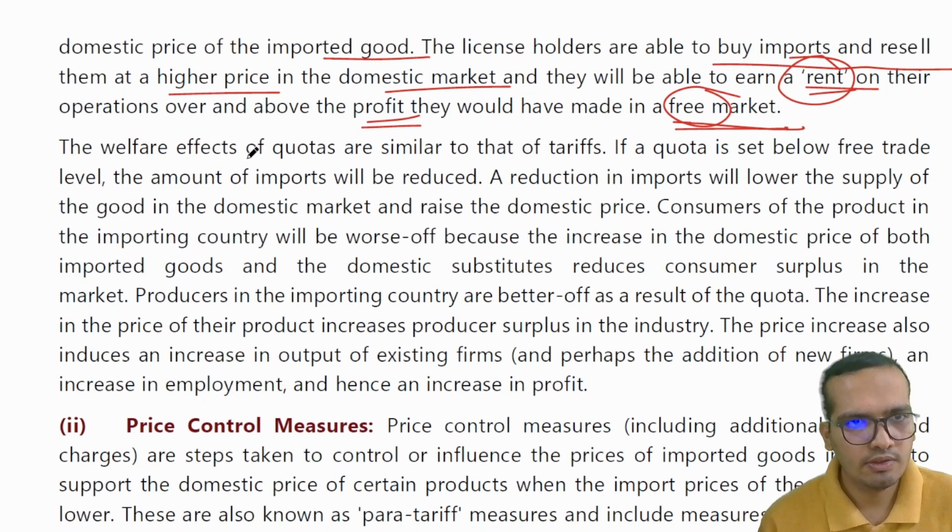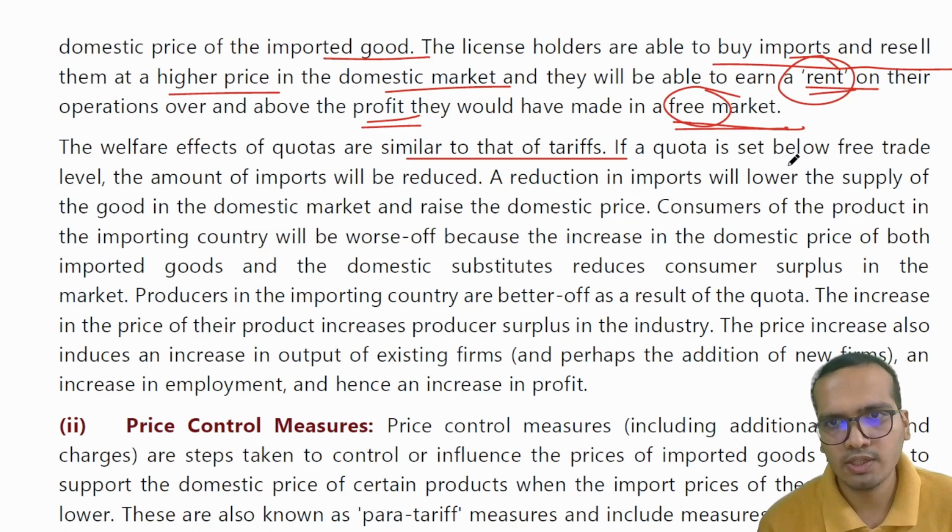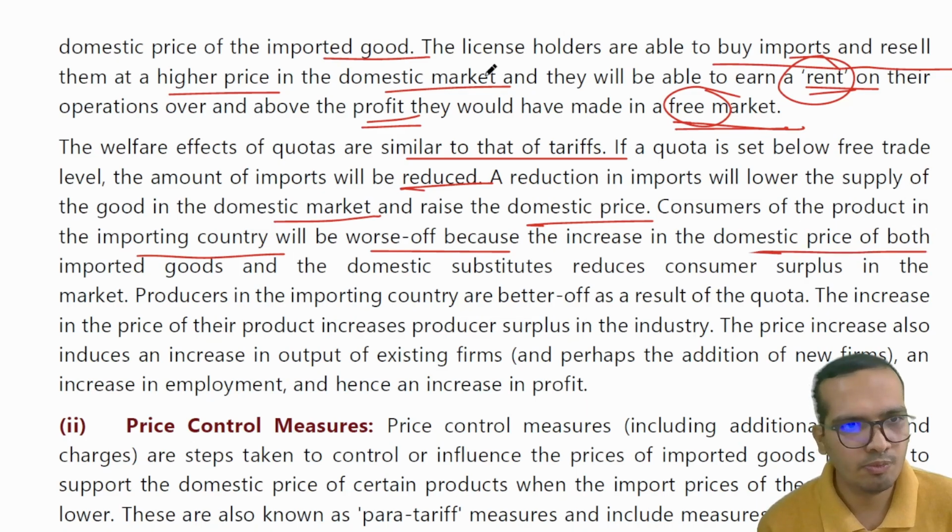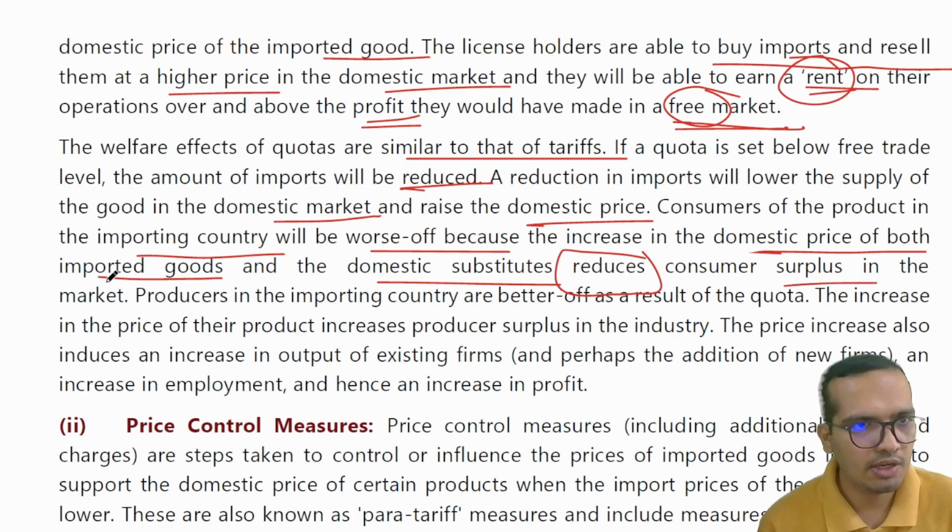The welfare effects of quotas are similar to that of tariffs. If a quota is set below the free trade level, the amount of imports will be reduced. A reduction in imports will lower the supply of goods in the domestic market and raise the domestic price. Consumers of the product in the importing country will be worse off because the increase in the domestic price of both imported goods and the domestic substitutes reduces consumer surplus in the market.